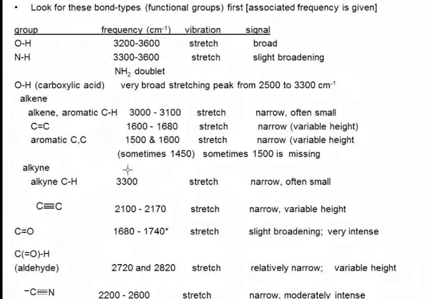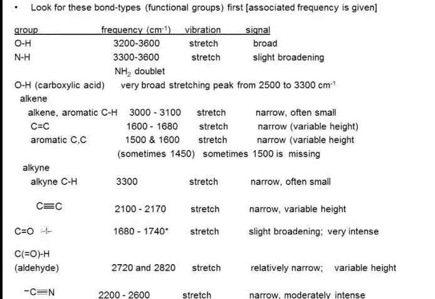The next thing to look for is an alkyne. Now, the alkyne is a triple bond, and there's two possible locations. The triple bond could be at the end of the chain or in the middle. If it's at the end of the chain, you'll see an alkynyl CH, and that produces a characteristic band about 3,300. It's a narrow band, but often small. The next thing with respect to an alkyne is to look for a band associated with a CC triple bond. That band you'll find between 2,100 and 2,170. It's a stretching kind of motion. It's narrow and generally of variable height.